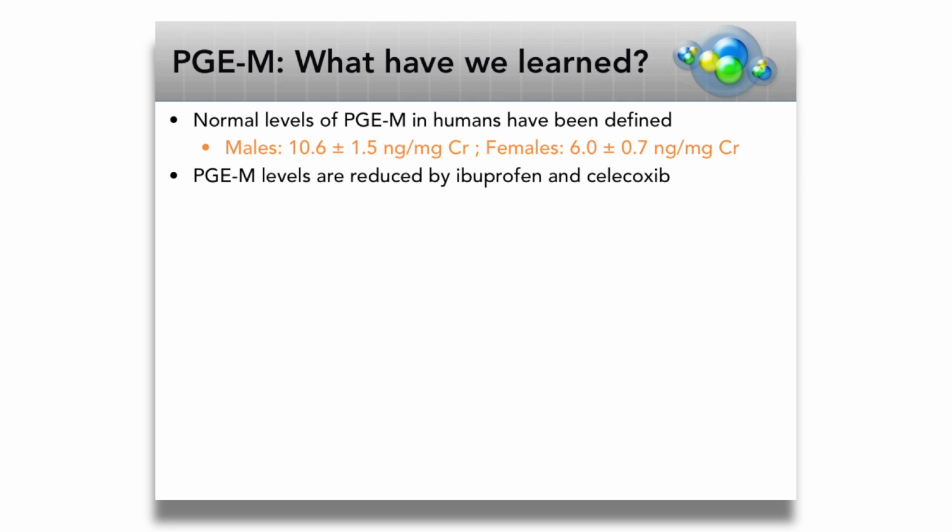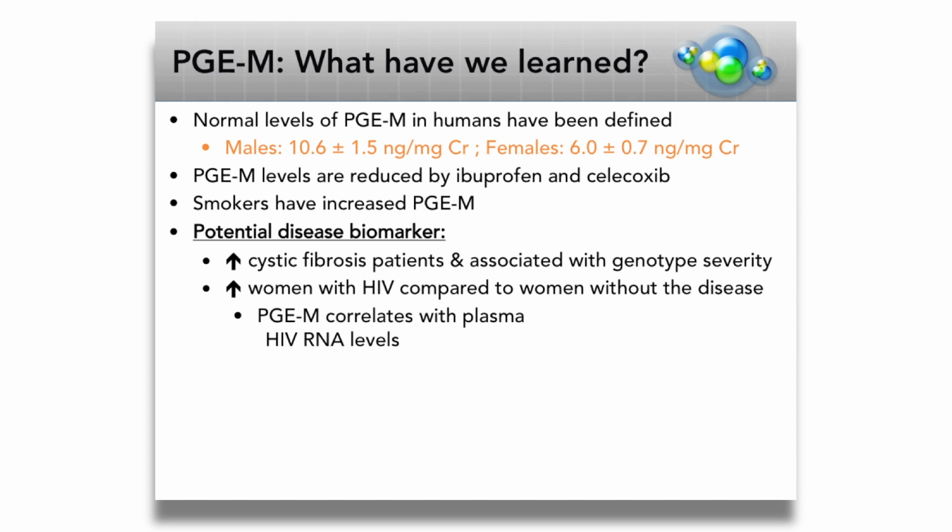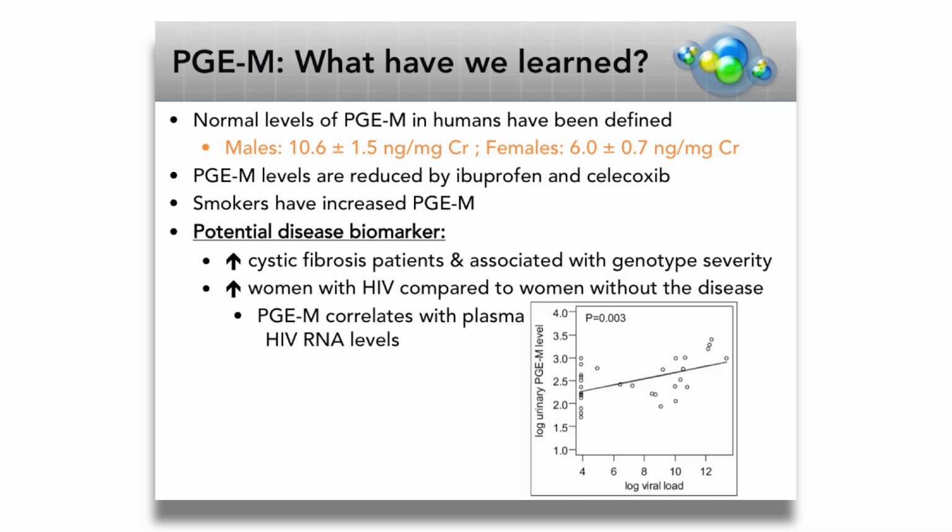As would be expected, PGEM levels are reduced by ibuprofen and celecoxib, and smokers have increased PGEM. Now, the true potential in the clinic for PGEM is as a disease biomarker. So in cystic fibrosis patients, it has been found that PGEM is associated with genotype severity. In women with HIV, PGEM levels are elevated compared to women without the disease. And importantly, PGEM correlates with plasma HIV RNA levels.